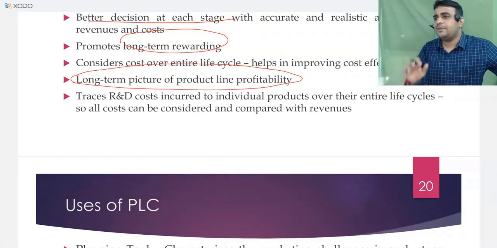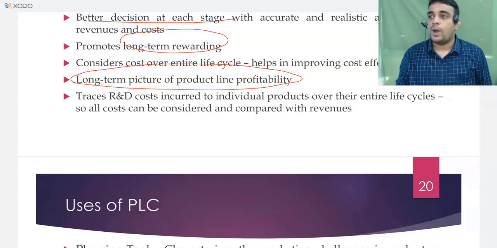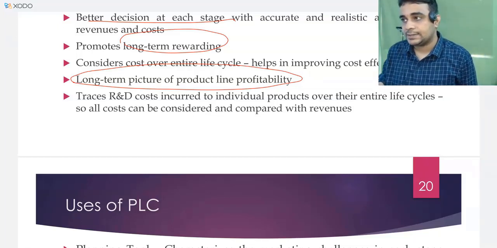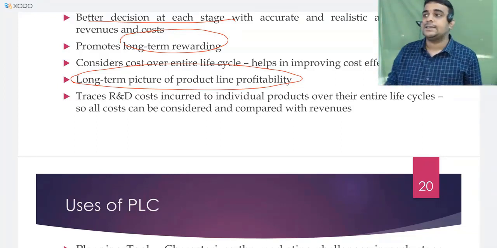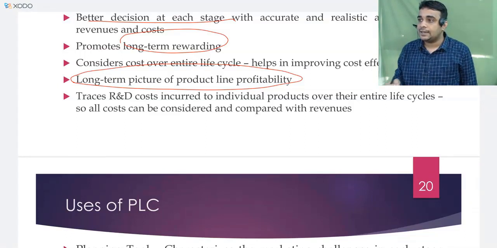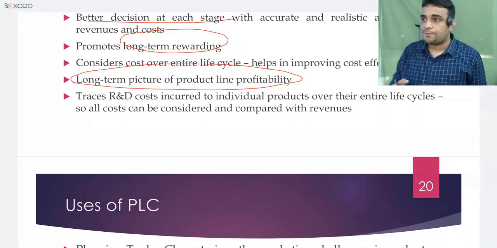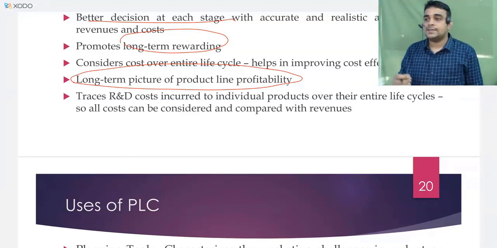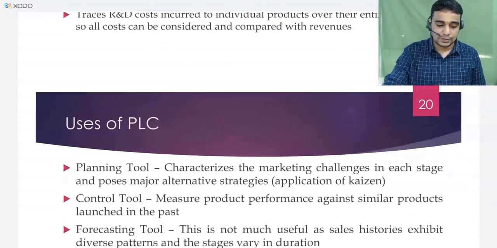Okay, the benefits of PLC, one, uses of PLC. There are 3 uses of PLC. One, it is a forecasting tool. What is a forecasting tool? It will help you in forecasting the demand of the product over the different stages of the product life cycle. But sometimes demand prediction can become very tricky also. So it's a forecasting tool.